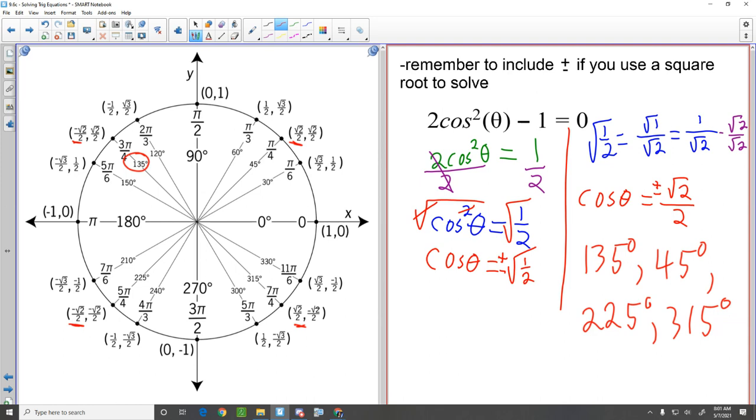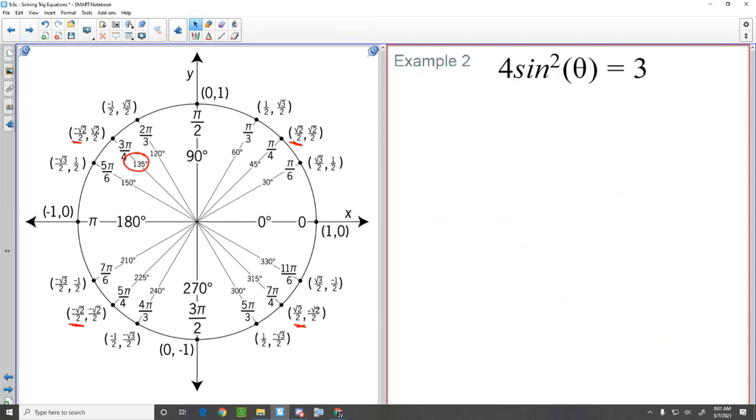Any questions yet? So when you see a squared in there, remember that you're going to get multiple answers. You have to remember that plus and minus. It doesn't happen too often, but we do need to be aware of it. All right, let's see if you can try one on your own.